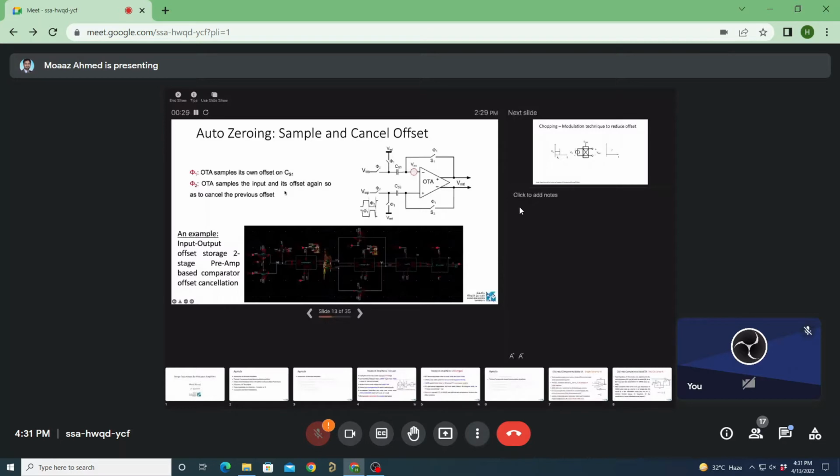Now we go to the other method, which is chopping. This is a modulation technique to reduce the offset. Can you see the slide?